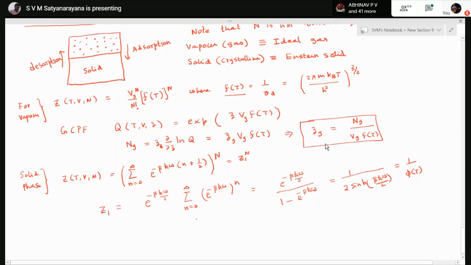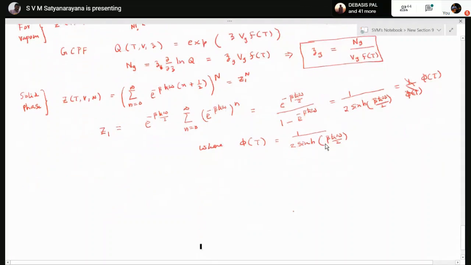I'm just calling it phi of T, where phi of T is given by 1 by 2 sinh of beta h bar omega. Okay, so if this is the canonical partition function, then the grand canonical partition function is given by Q equal to the sum over N equal to 0 to infinity of z to the N into phi of T to the N.